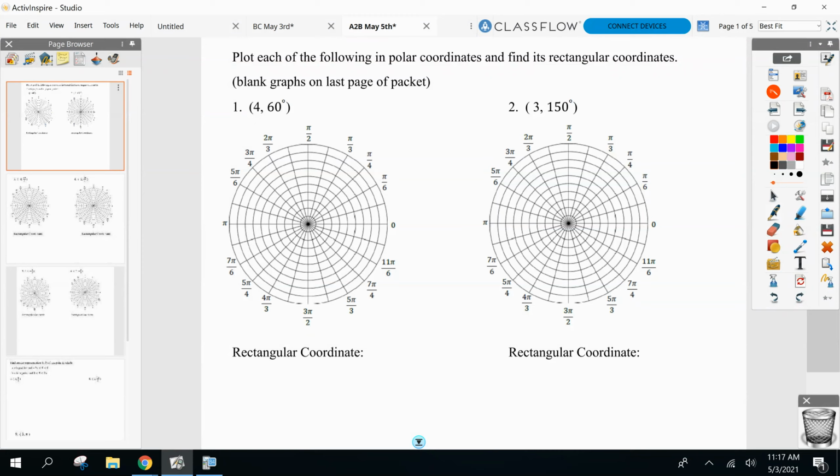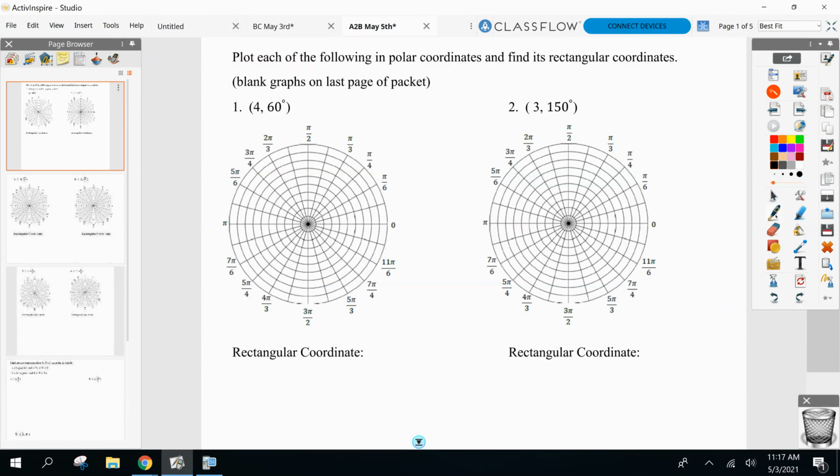Before we do anything, I don't want to freak you guys out. These are the only polar coordinates I could find at the time to cut and paste. You will have a blank polar grid tomorrow to fill in on your own. So please, really, just disregard all the radians that I put around it. You'll have a blank one tomorrow.